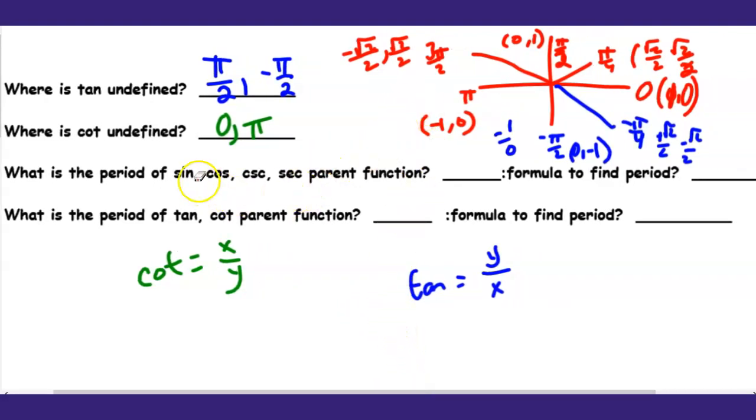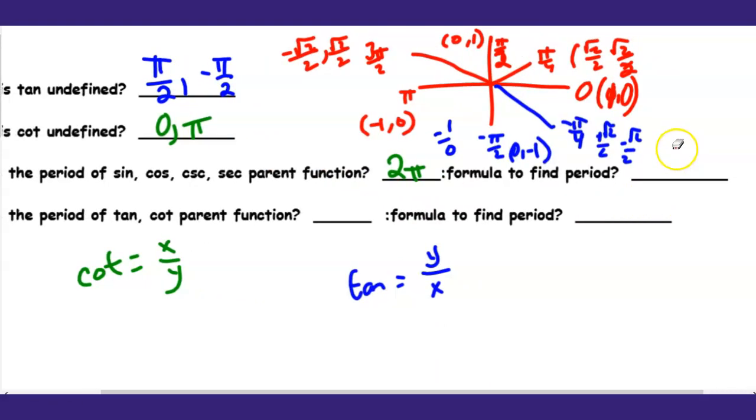What's the period for sine, cosine, cosecant, and secant? The parent function, 2 pi. What's the formula to find the period, guys? 2 pi over k, good stuff. What's the period for tangent and cotangent parent functions? Pi. What's the formula to find the period? Pi over k. Good job. I'm done making this video.